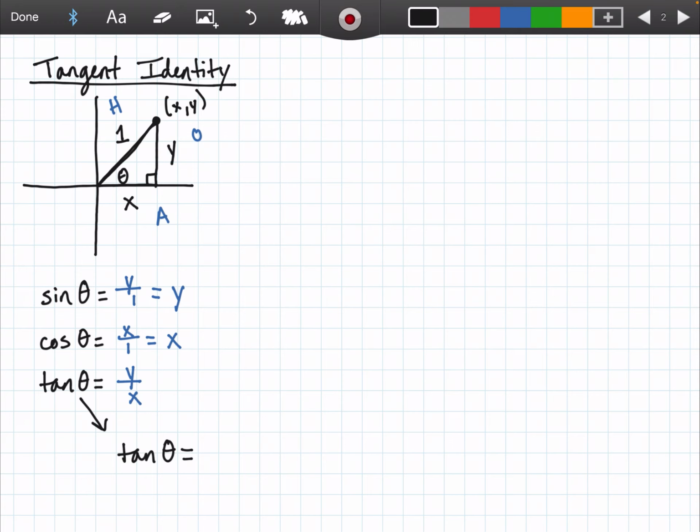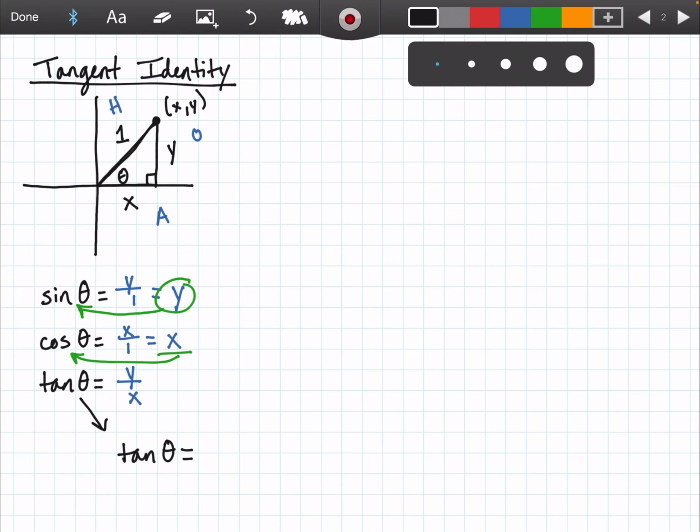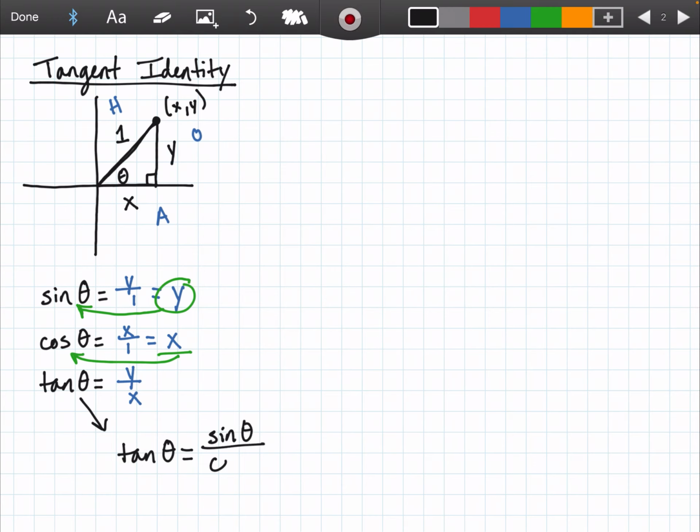If tangent theta is y over x, here's y. Here's x. So tangent is actually equal to sine over cosine. And that is an identity. And so we could see this happen even just like in a triangle.